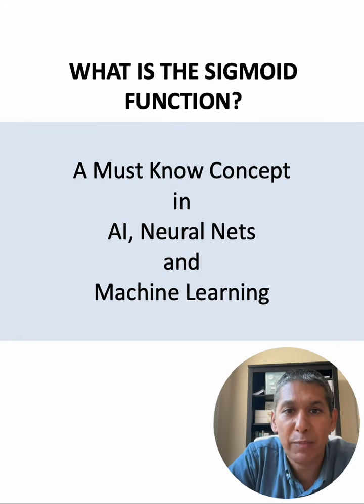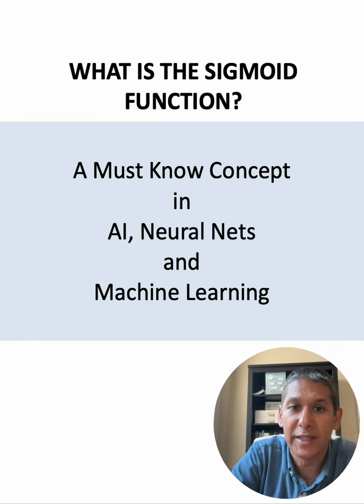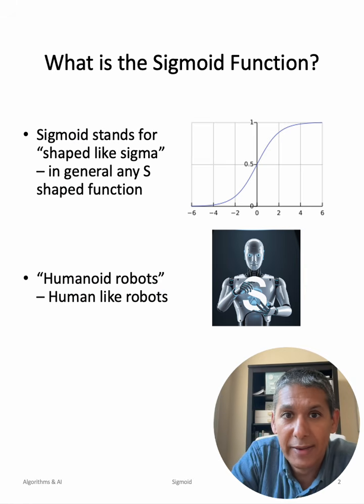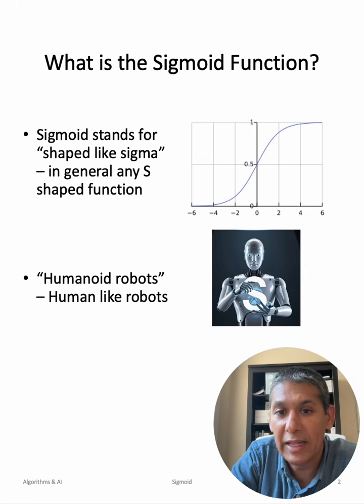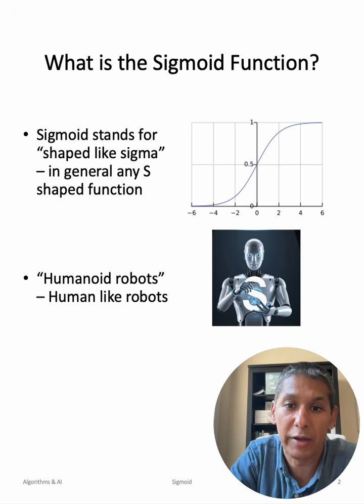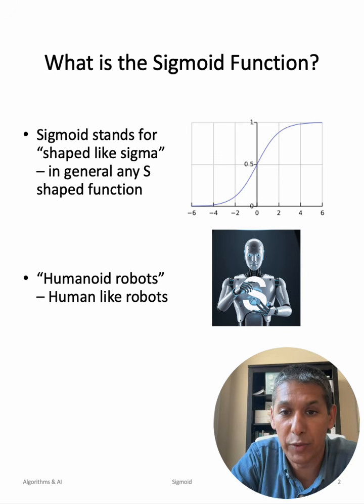So what is the sigmoid function? It's a must-know concept in artificial intelligence, neural networks, machine learning. So what's the sigmoid function? Any function that looks like a sigma or the shape of S, that's called the sigmoid function. The word is just like sigmoid, like sigma, just like we would say humanoid robots, robots that look like humans.